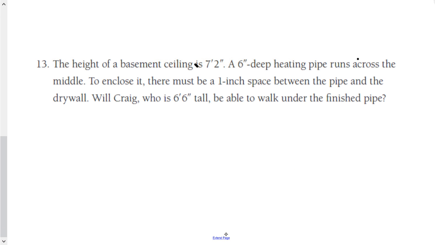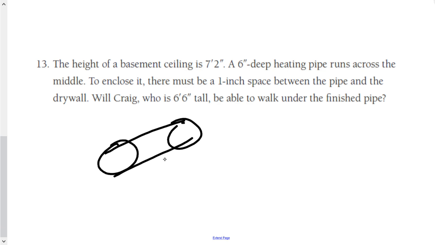The height of a basement ceiling is 7'2". A 6-inch deep heating pipe runs across the middle. To enclose it, there must be a 1-inch space between the pipe and the drywall. Will Craig, who is 6 feet 6 inches tall, be able to walk under the finished pipe? Okay, so here's what we're going to do. We have this 6-inch deep heating pipe. We assume that it's a cylinder. This is 6 inches, and there must be a 1-inch space here and here, I believe, between the pipe and the drywall.